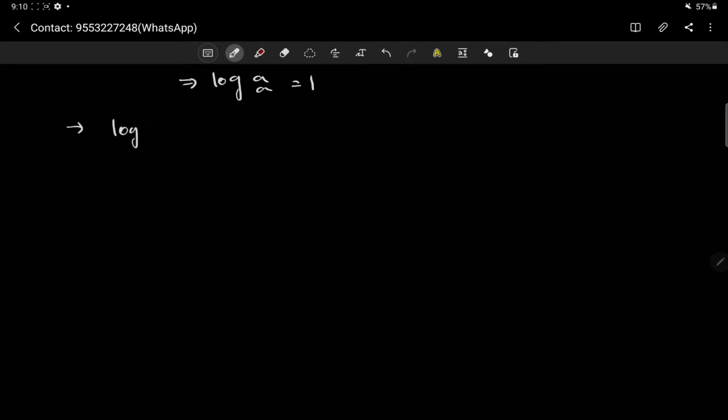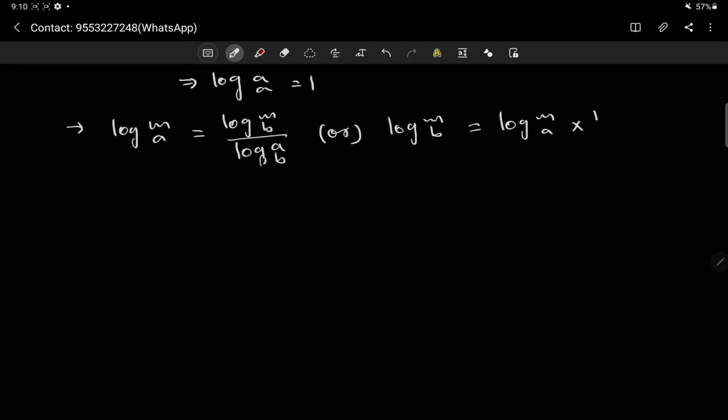Next result is log m base a is equal to log m base b divided by log a base b, or from this one only, log m base b can be taken as what? Sending the denominator to the other side, we will get it as log m base a into log a base b. So now we need to prove this statement. See here, proof for this.